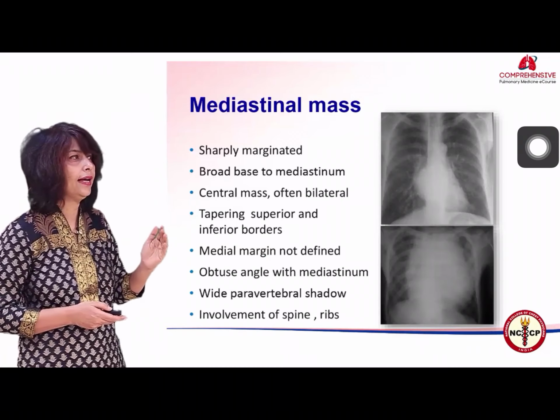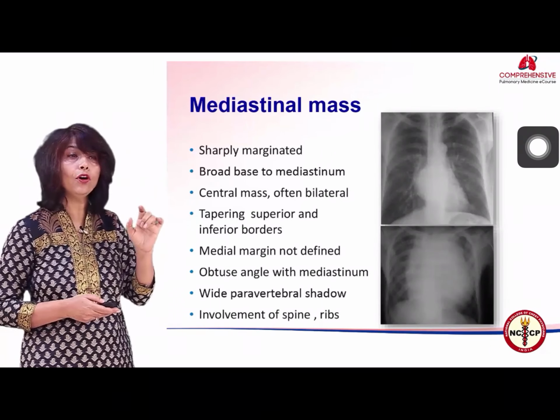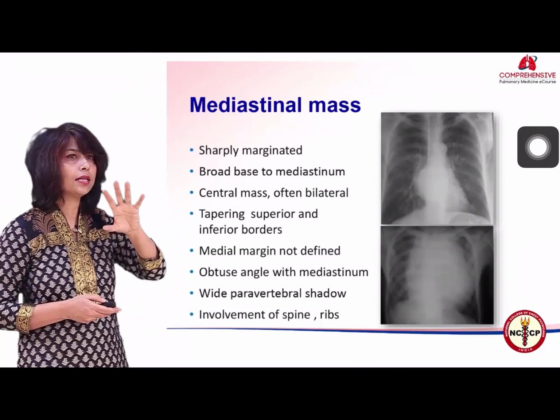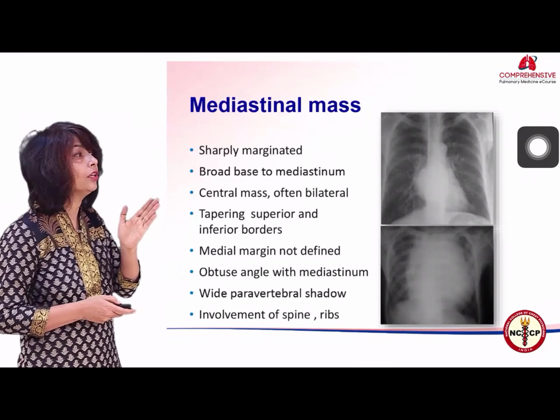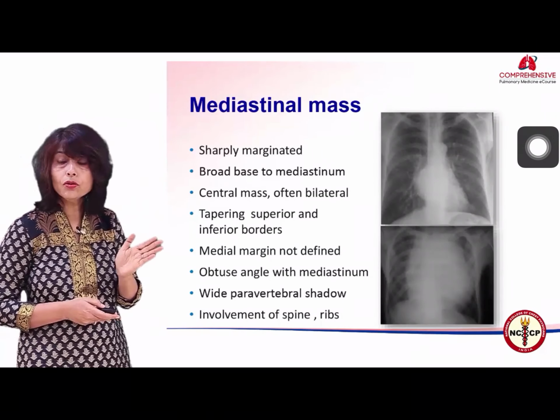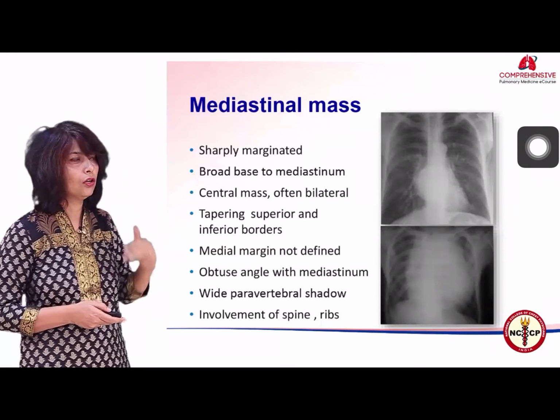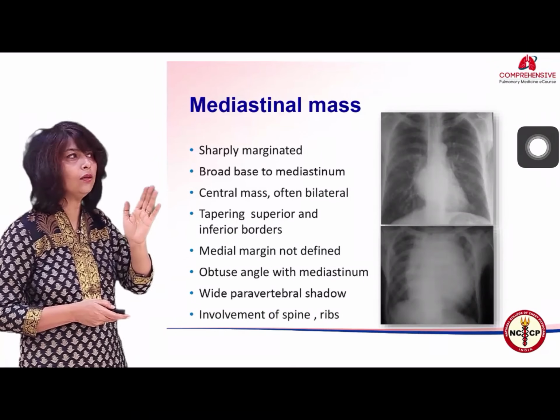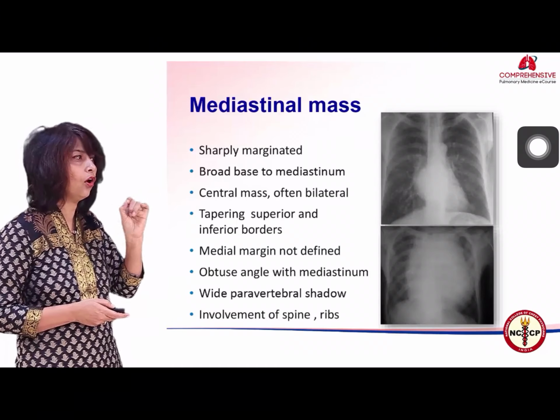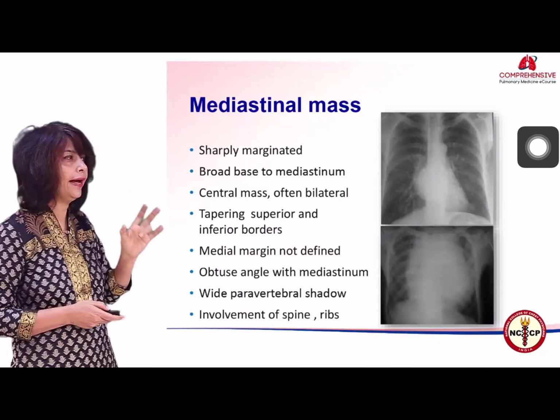Then using the angle sign, therein we said it forms acute angle with the surrounding lung parenchyma. So here it forms obtuse angles with the rest of the mediastinum, upper border, lower border. If you draw the angle with the normal mediastinum, it's an obtuse angle. So this is the angle sign.